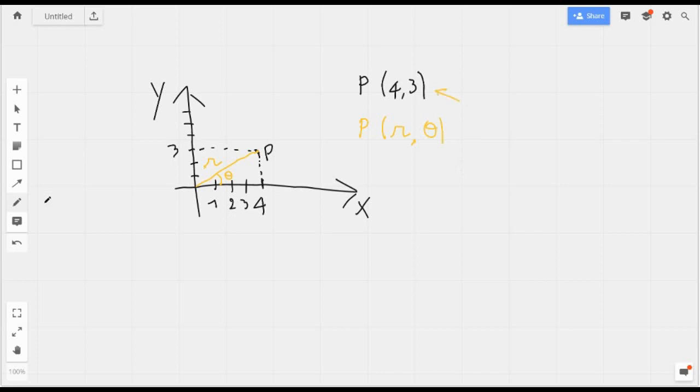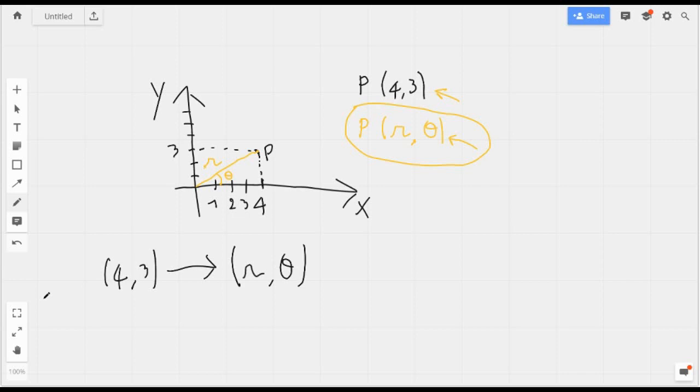Here we are expressing P in Cartesian coordinates, whereas here we are expressing P in polar coordinates. How do we convert from Cartesian coordinates to polar coordinates? Let's see. Let's say we have the following point. We want to find R and theta.